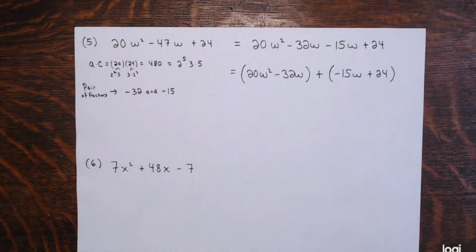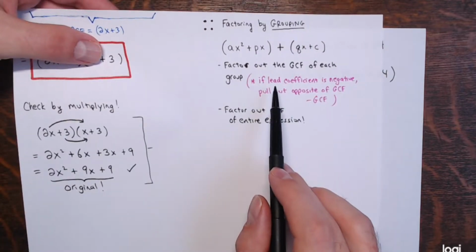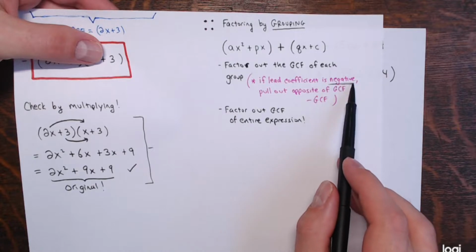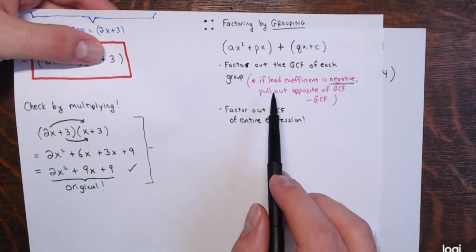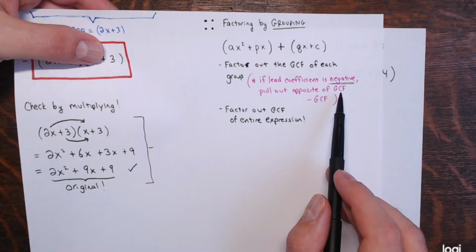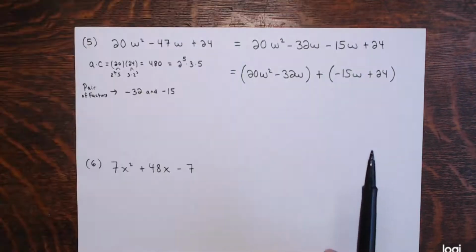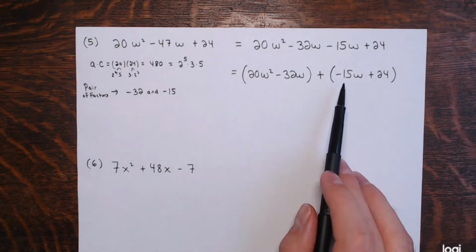Alright, and I wrote this note back on the first example. If the lead coefficient, I'll pull this page back up, right? I wrote this note here. If the lead coefficient of a group is negative, we're going to pull out the opposite of the greatest common factor. So negative GCF. That's going to happen here.